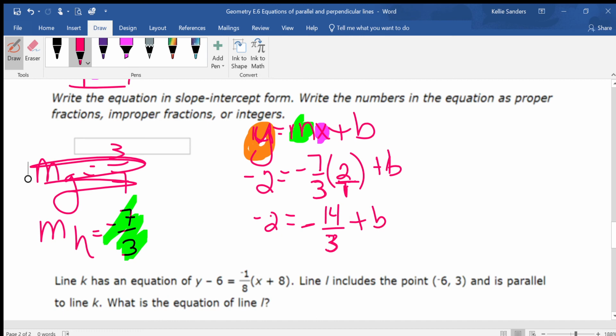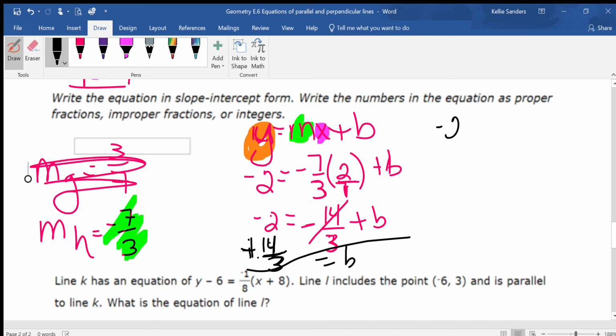Okay, so bring the plus b down. So we've got to get b by itself. So we're going to add, I'm going to change colors here because it's getting kind of squished, 14 over 3. Again, you can grab a calculator. So what I'm doing is negative 2 plus 14 over 3.